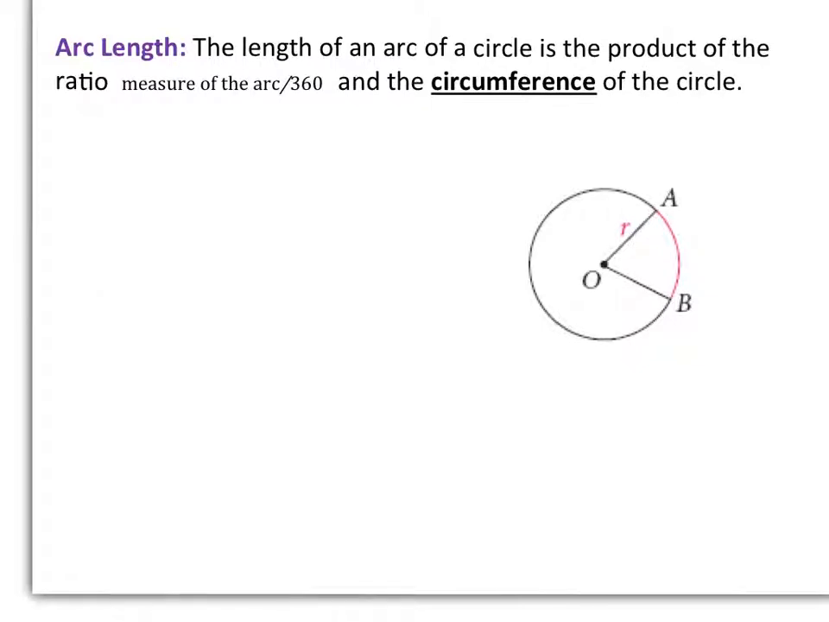The length of an arc of a circle is the product of the ratio of the measure of the arc divided by 360 and the circumference of the circle. So referring to our circle on the right, if we want to find the length of arc AB, that will be equal to the measure of arc AB divided by 360 times 2 pi r, the circumference of the circle.